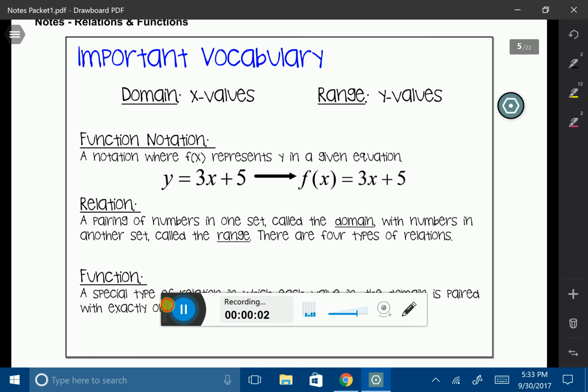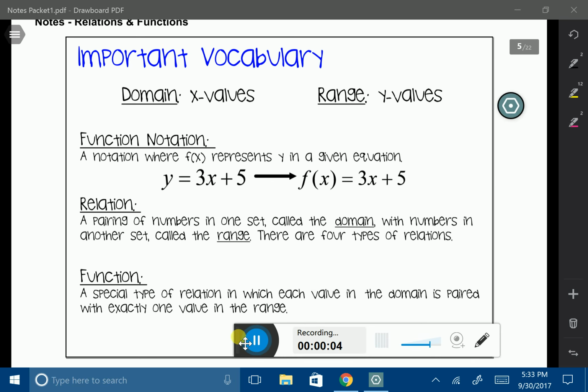In this lesson, we're going to be talking about relations and functions. We've already started talking a little bit about functions and function rules, but now we're going to go a little bit more in depth. So we're going to start with some important vocabulary that's important for this lesson.